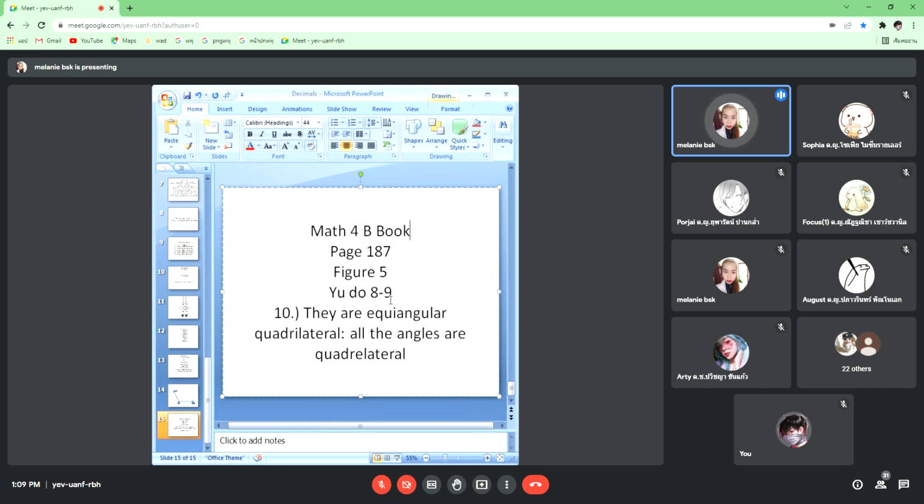And then next, number 11. What component of a circle is AB? Very easy. You have seen that one in the video that you have watched a while ago. Is it radius or diameter?